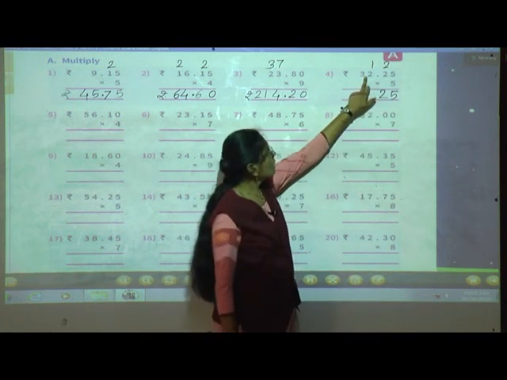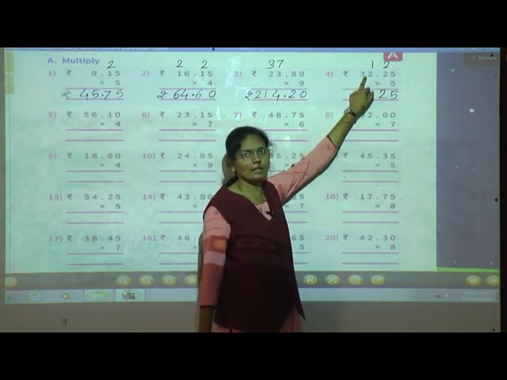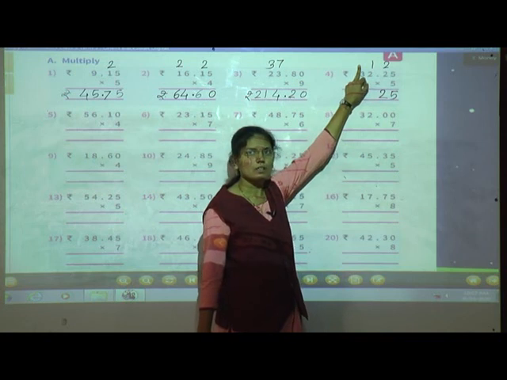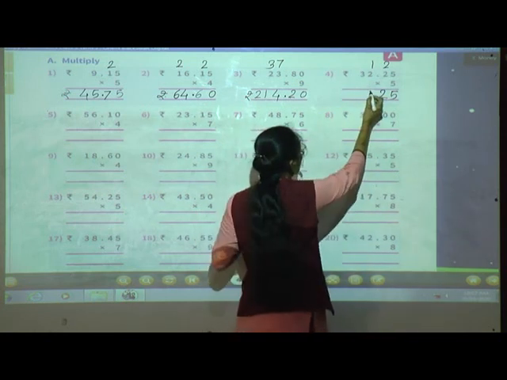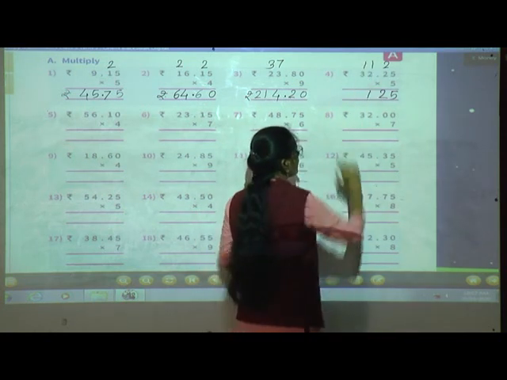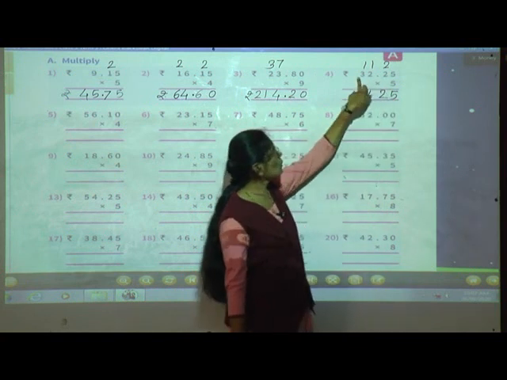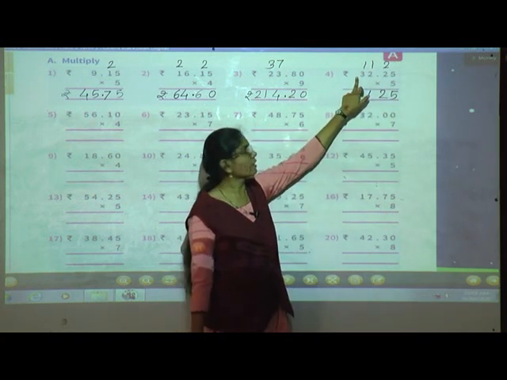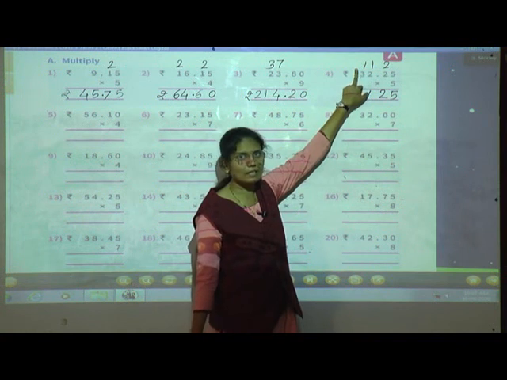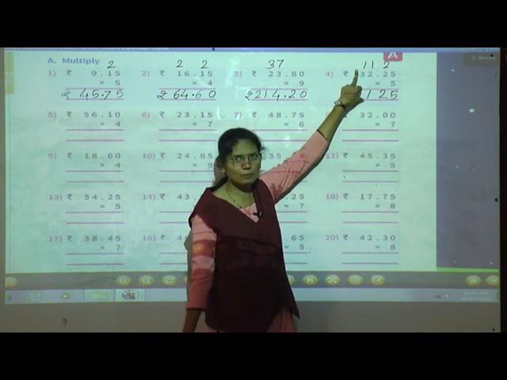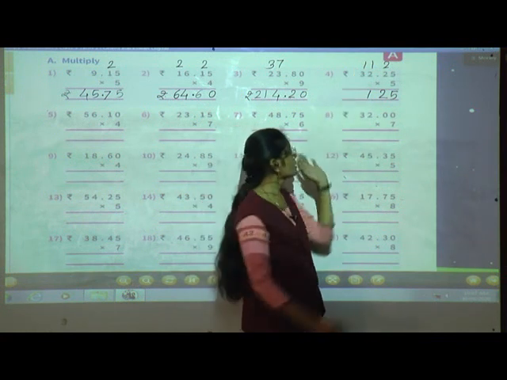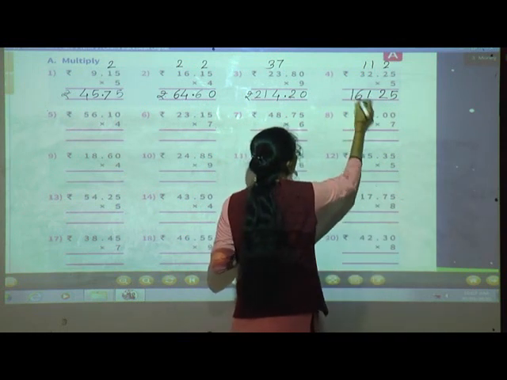Then 5 into 2. 5 2s are 10. 10 plus 1, 11. So here we will write 1 and 1 as a carry. Then what is remaining? 5 into 3. 5 3s are 15. 15 plus 1. This carry also you have to add. So 5 3s are 15 plus 1, 16. So write here 16. Okay.